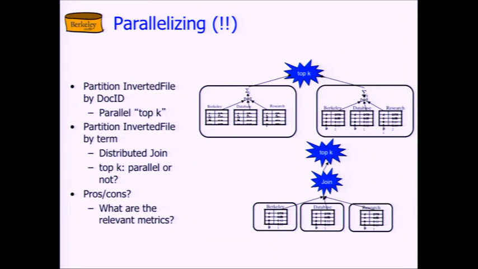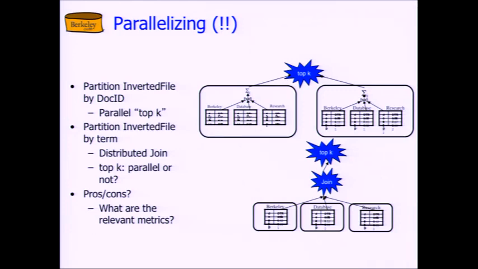Because it might be that you don't want just the top 10, you want the top very many. And in that case, you may not want to fetch very many from each one of them. But I'll leave that as an optimization we won't talk about in class. Top K globally is certainly contained in each of the top K locally. Okay. So everybody can just send their top K to one place and we do a global top K. So that's the partition by doc ID solution.